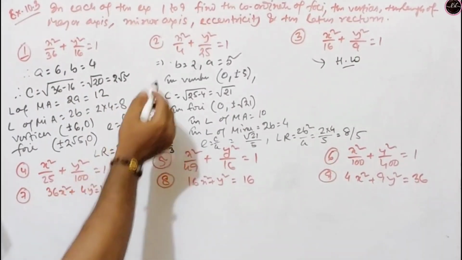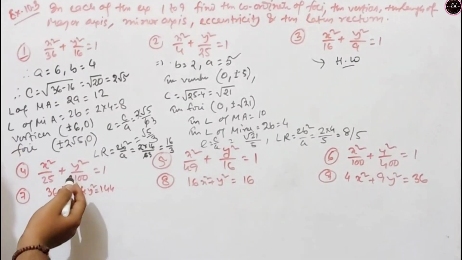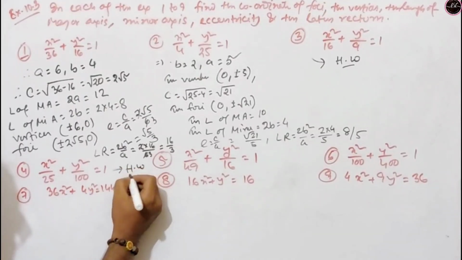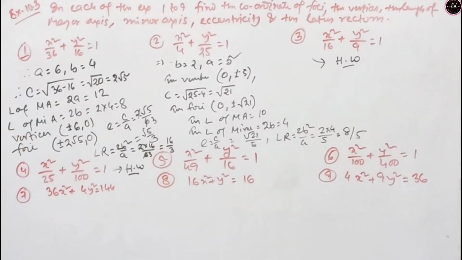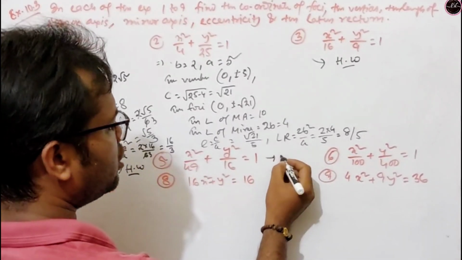Here this is a similar type of question 2, that is, the coefficient of y square has the larger denominator, so this is the same type of question 2. This is also your homework. Now question number 3. Here this is the same type of question as number 1. The coefficient of x square has the larger denominator, so this is also your homework.